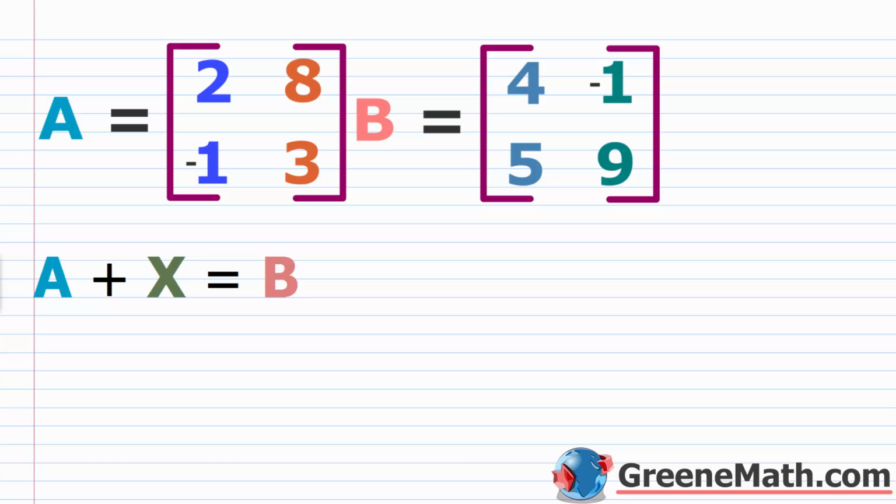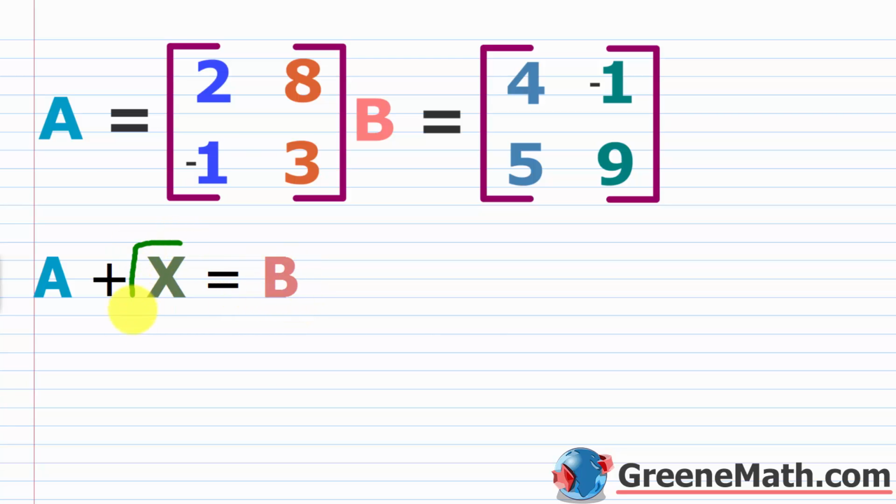So with a matrix equation, we have an equation where variables are used to represent matrices. At this level, it's very, very simple. Let's say I have a matrix A and a matrix B. They're both 2 by 2 matrices, so we know we can add them together. And we have matrix A plus this matrix X, which we don't know what that matrix is, and we say it's equal to this matrix B.